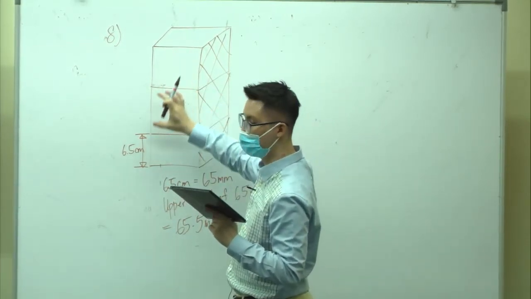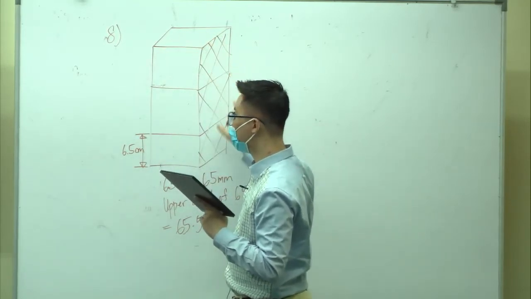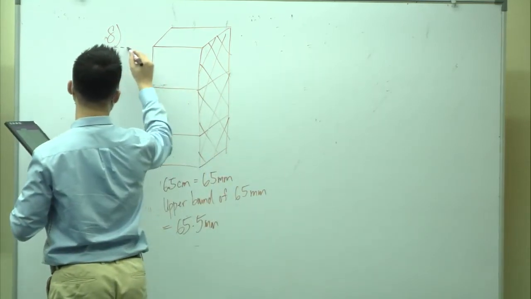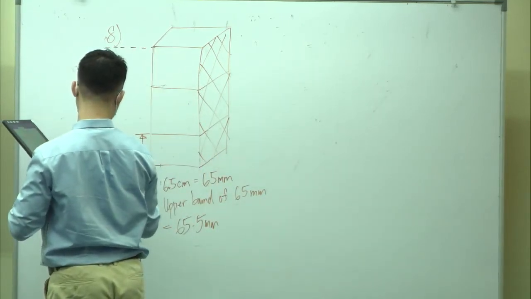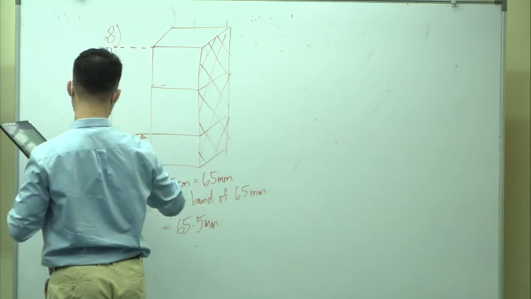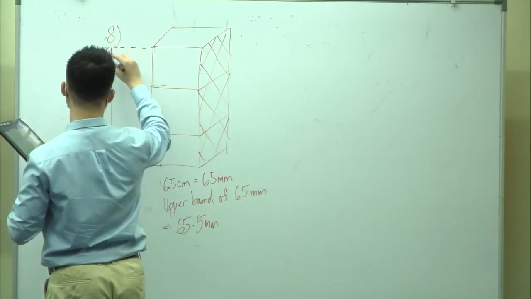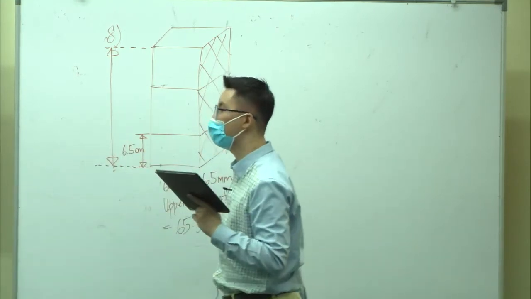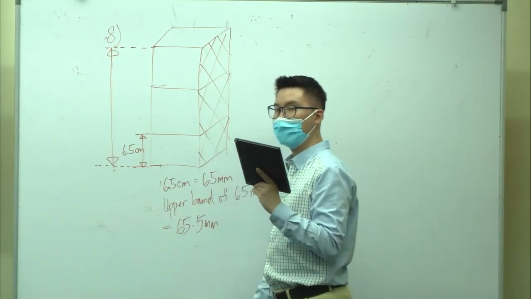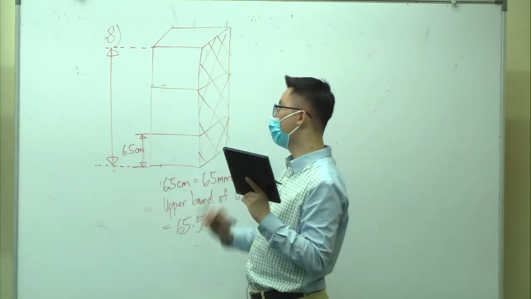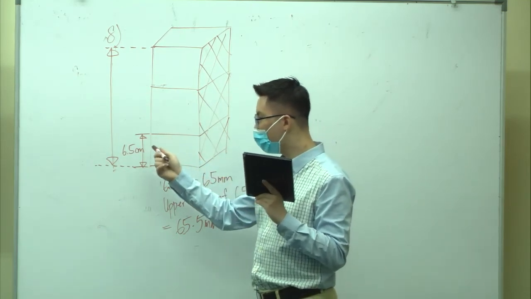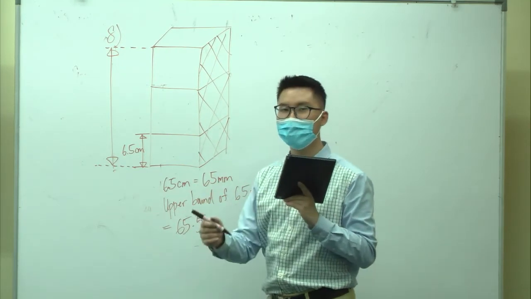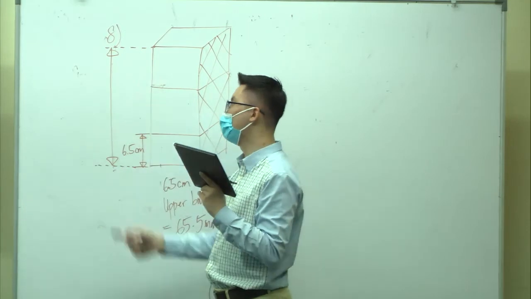We have 3 cuboids here. The whole thing is called a tower. The question asks for the height of this tower, and the height of this tower is made out of 3 cuboids. So for the upper bound of this tower, you just need to take the upper bound of the one cuboid, which is 65.5 mm. Then you times 3 to get the height of this tower.